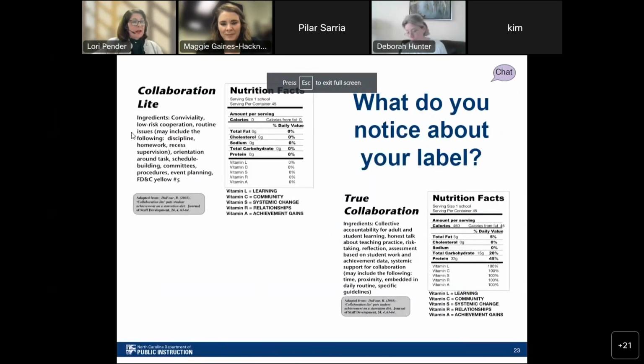All right, so just wrapping up this part, we can look at both of them together here and compare the words and see anything that might stand out to you. If anybody has any last wrap-ups about the difference between collaboration light and true collaboration, you can put that in the chat box quickly, and we're going to move on. Any last comments in the chat box?